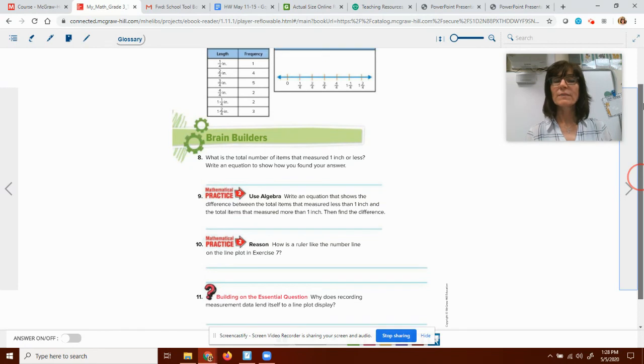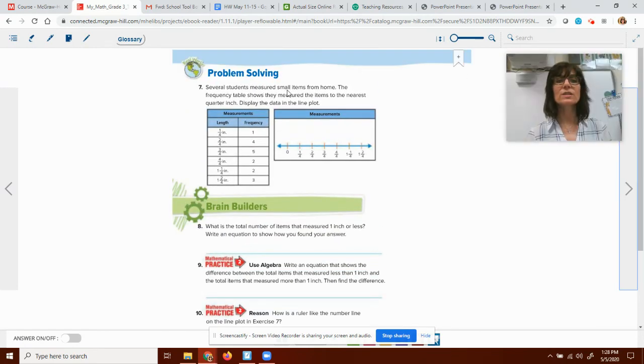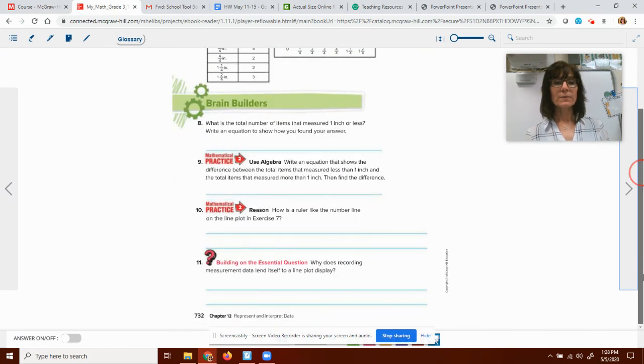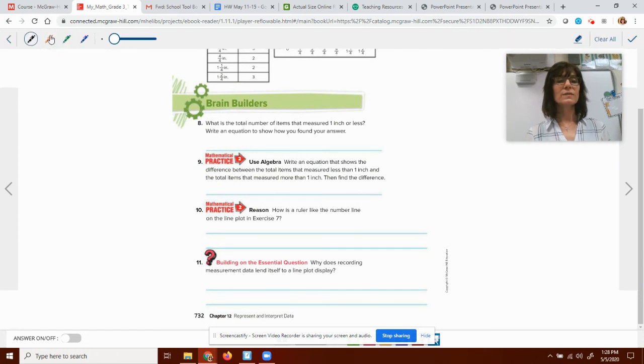On the next page for problem solving, it says several students measured small items from home. The frequency table shows they measured the items to the nearest quarter inch. Display it in the line plot. You can do that. And brain builders, you're creating some equations and solving. No problem. I'm going to let you not have to do the building on the essential question today. And we'll go to our homework.